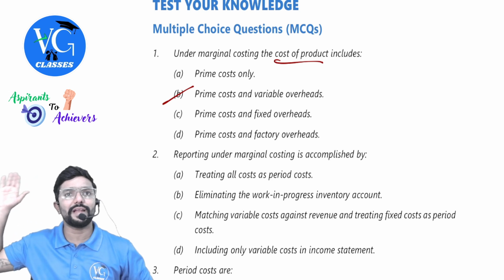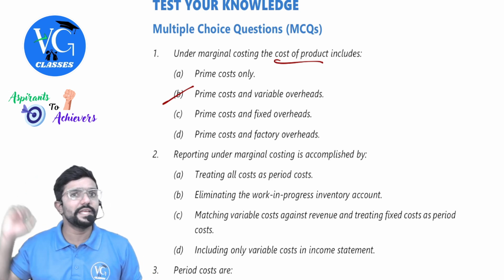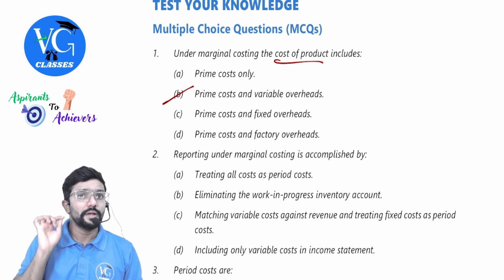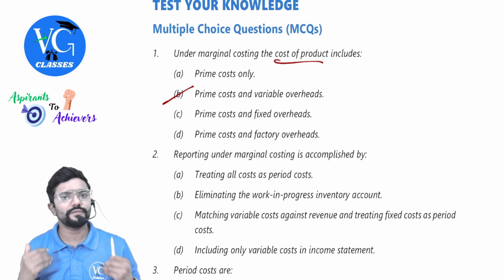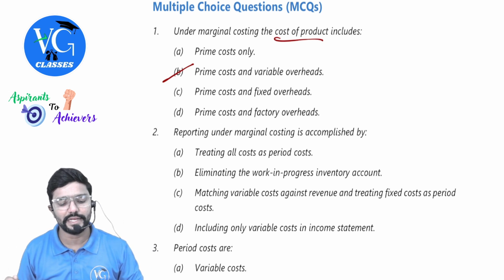Sir, if it is a variable administrative overhead or variable selling overhead, it is variable in nature. But will it be included in the cost of the product? No, guys. But out of the given options, we are choosing B, guys.